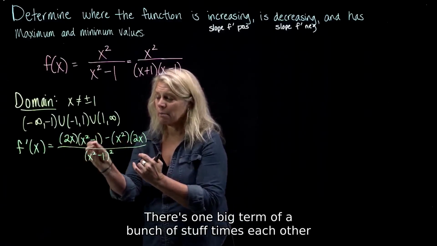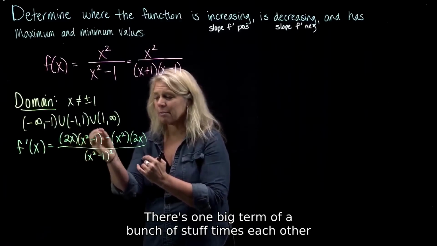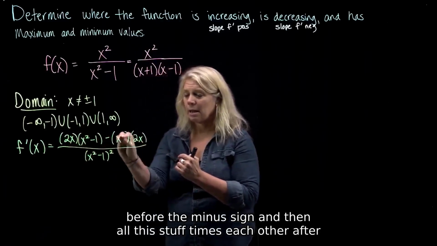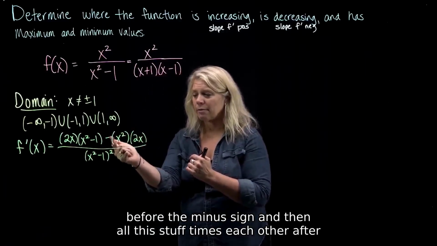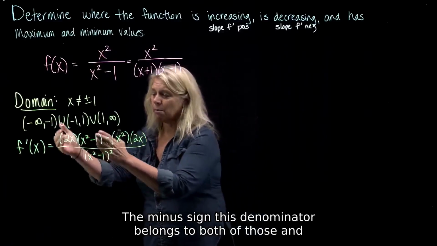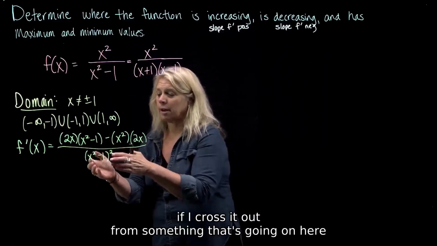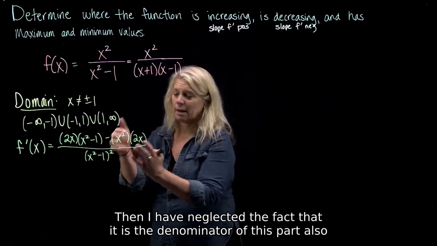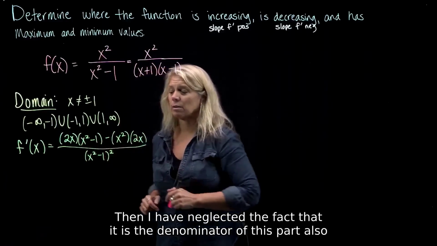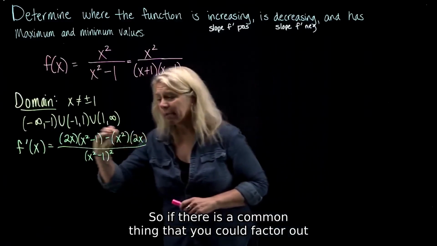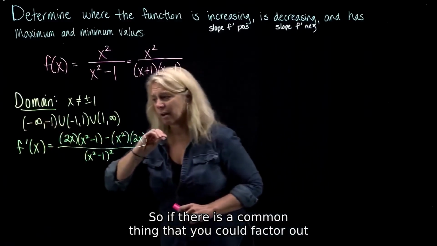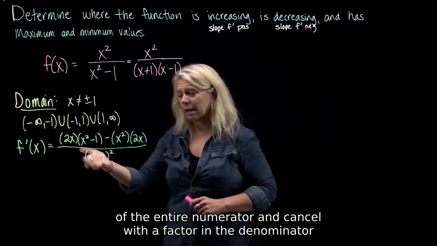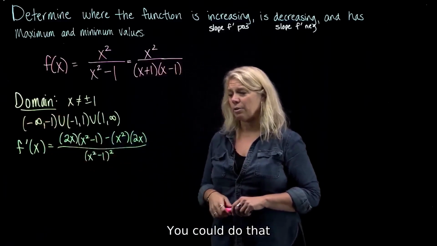There's one big term of a bunch of stuff times each other before the minus sign, and then all this stuff times each other after the minus sign. This denominator belongs to both of those. And if I cross it out from something that's going on here, then I have neglected the fact that it is the denominator of this part also. So if there is a common thing that you could factor out of the entire numerator and cancel with a factor in the denominator, you could do that.